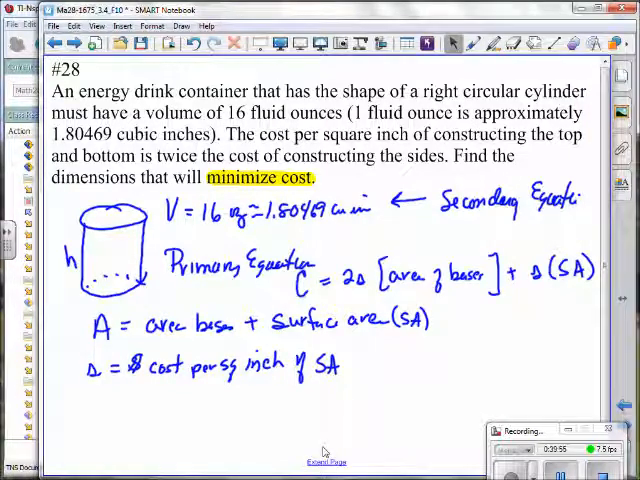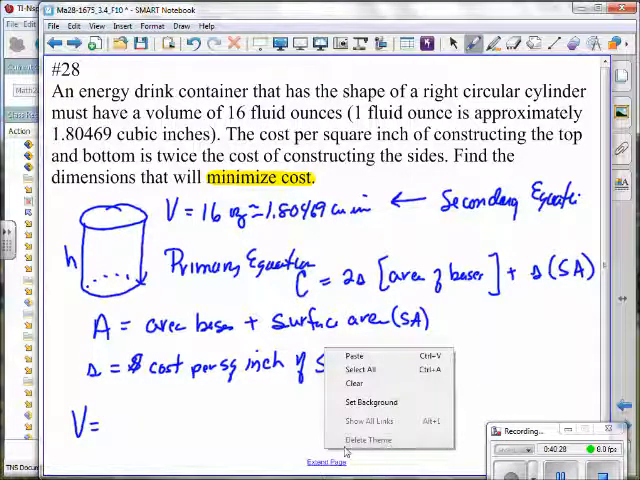We need some other help though. I know that the volume has to be 1.80469 cubic inches, but does anyone happen to know the formula for the volume of a right circular cylinder? How did you come up with that? Because it was part of the homework. Okay, is this one of your homework problems? Similar to. Okay, well, I'm going to help you out with your homework then. If you didn't know that from the homework problem, how could you figure it out?